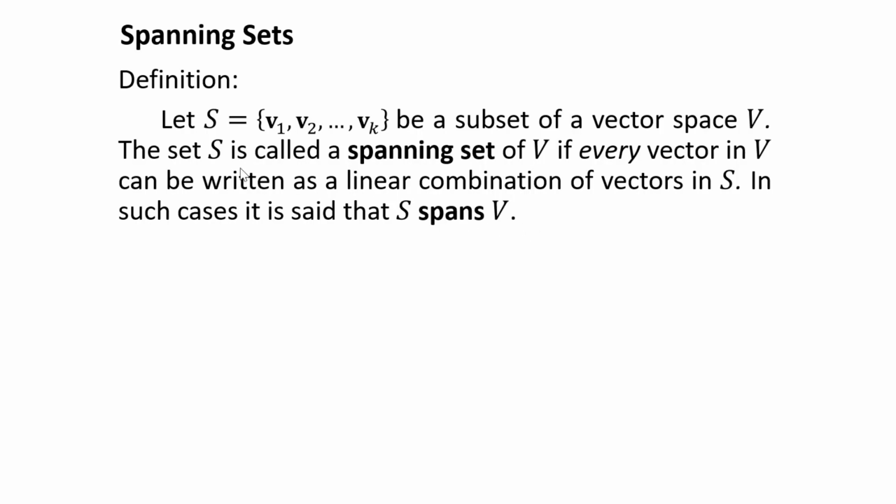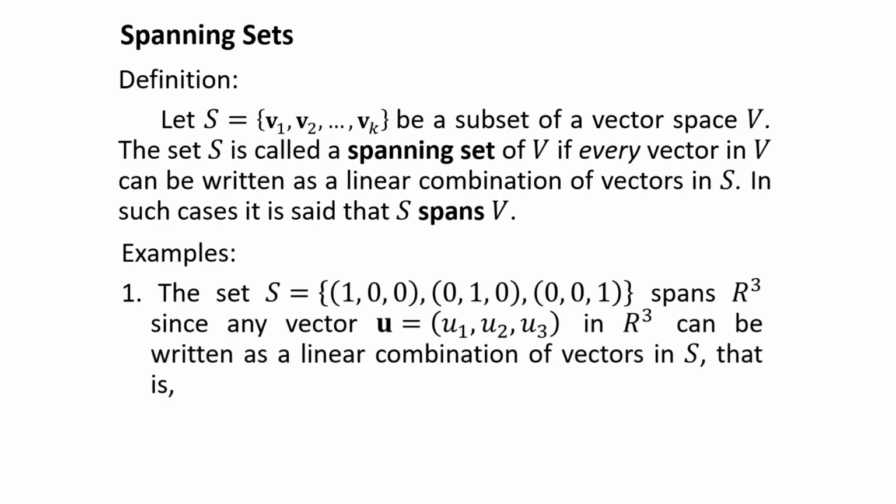Again, the set S is called a spanning set of V if every vector in V can be written as a linear combination of these vectors, which is in S. So we say that S spans V. To make this clear, let us consider the following examples.